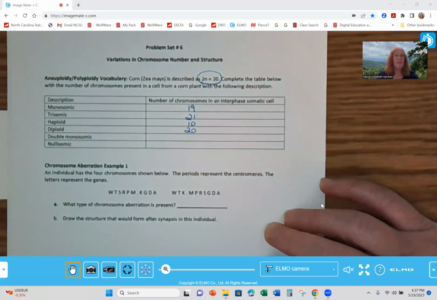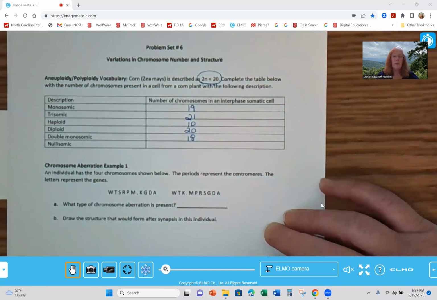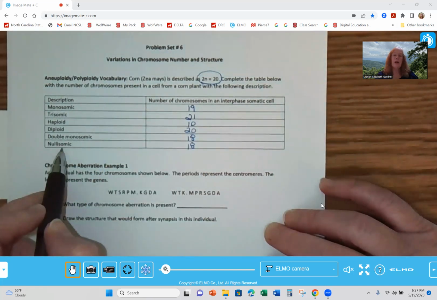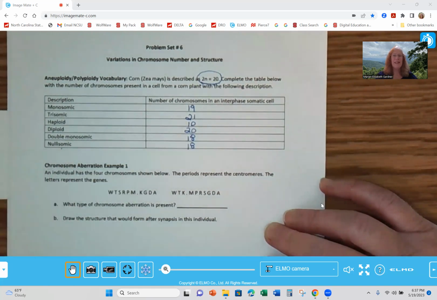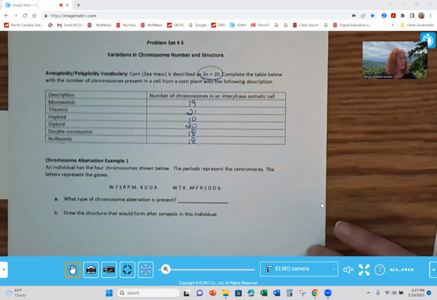Those have 20 chromosomes. A double monosomic plant means that it's missing two chromosomes, and those two chromosomes are from different pair numbers. So 20 minus 2 is 18. A nullosomic plant will also have 18 chromosomes. It's missing two chromosomes, but this time the two chromosomes are both the same pair number, so it doesn't have any copies of that pair number. I encourage you to go back to the lecture and practice with the vocabulary in the lecture as well.